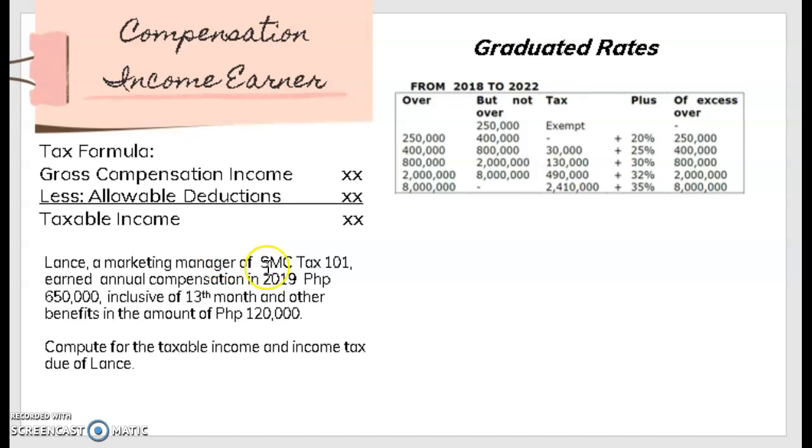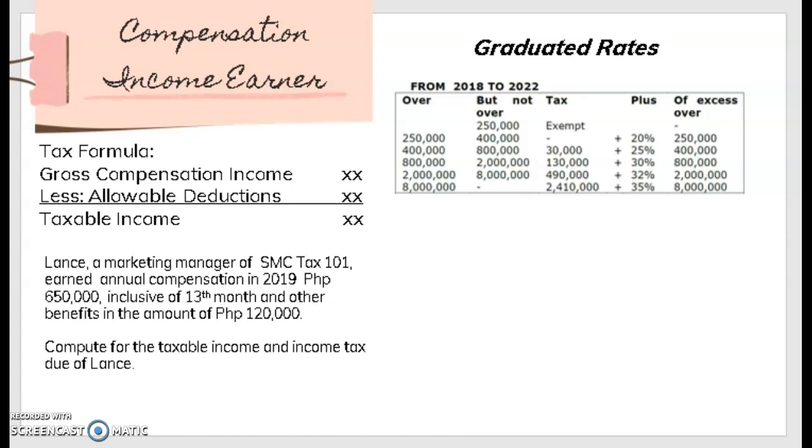Lance, a marketing manager of SMC Tax 101, earned annual compensation in 2019 amounting to 650,000, inclusive of 13th month pay and other benefits in the amount of 120,000. Let us compute for the taxable income and income tax due of Lance.